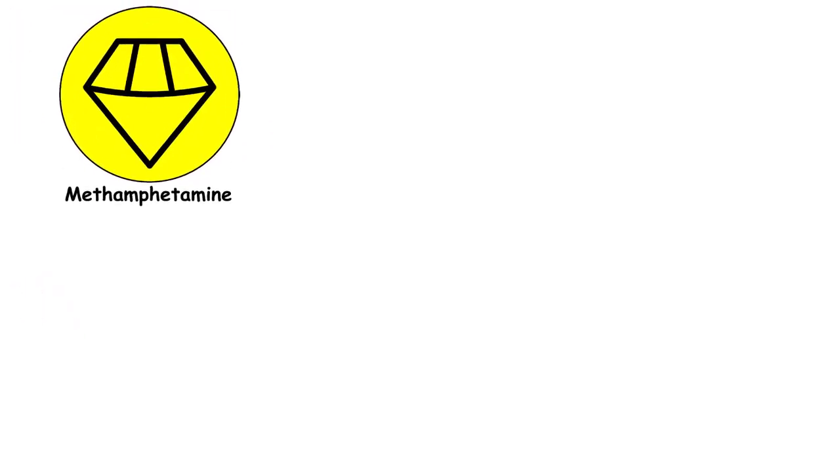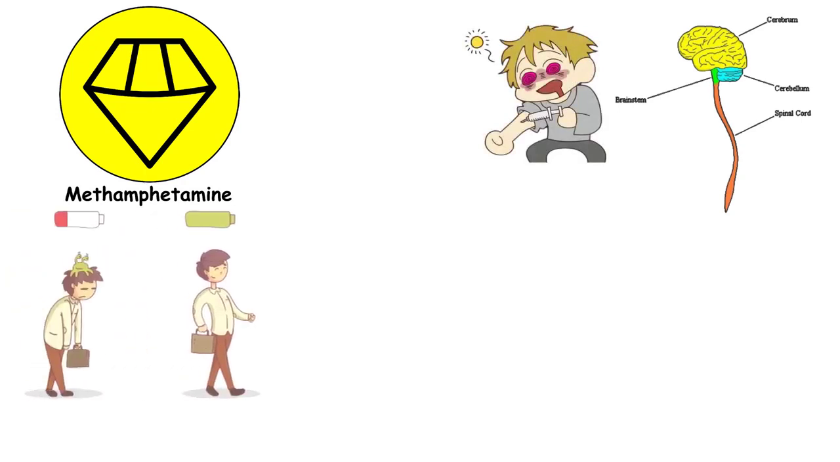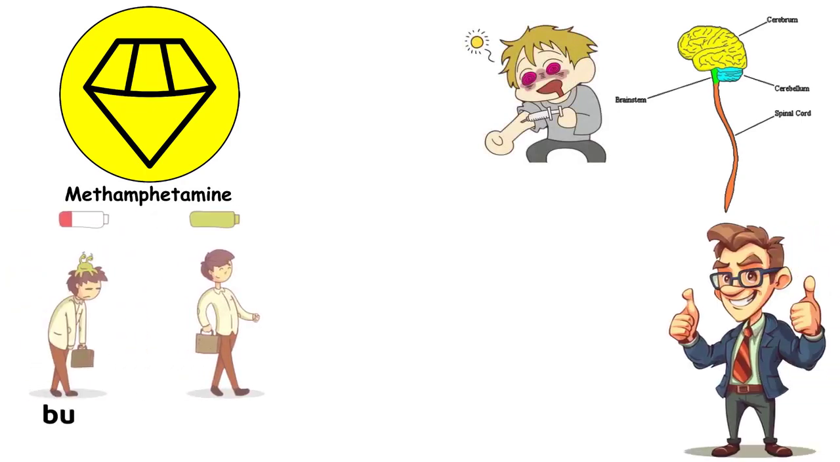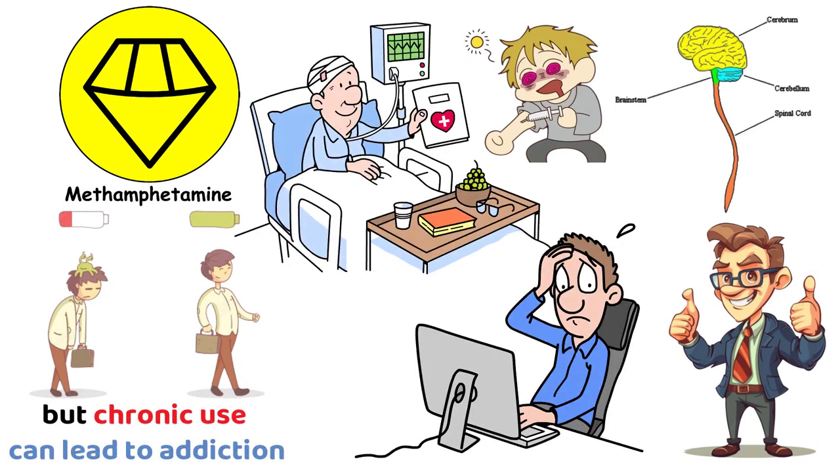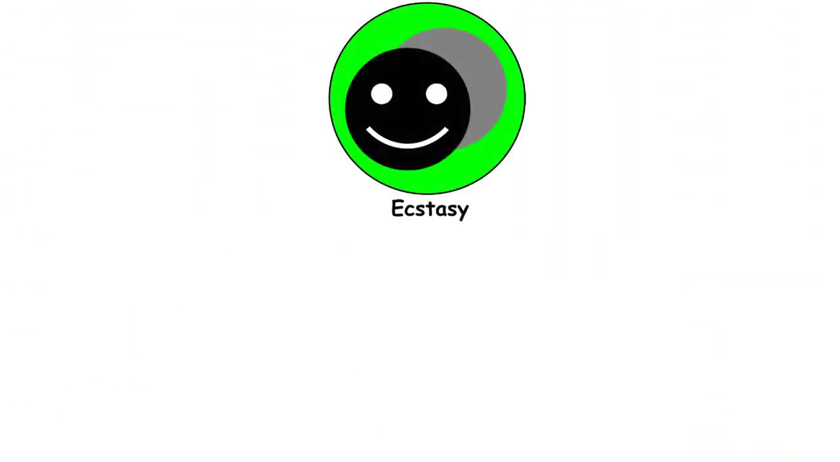Methamphetamine. Methamphetamine is a potent stimulant that affects the central nervous system. It produces intense euphoria, increased energy, and a sense of confidence, but chronic use can lead to addiction, cognitive impairment, and severe health problems.